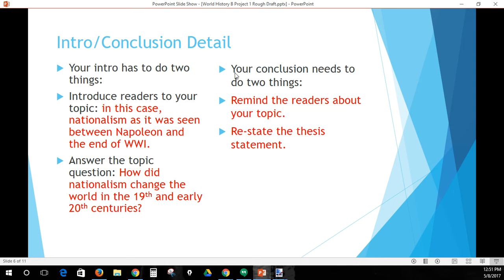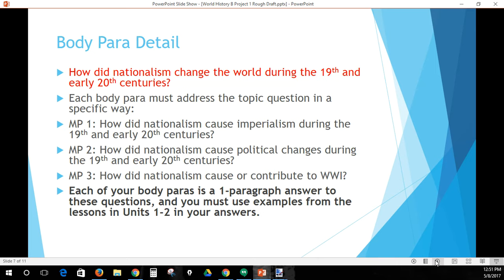And then in your conclusion, you need to remind your readers about the topic and then restate your thesis statement. So that's what needs to happen in the intro and conclusion. Next, we need to think about your body paragraph. Now, remember how you turn the topic into a question with a question mark? Overall, we're going to be writing an essay on how did nationalism change the world during the early 19th and early 20th centuries. Each body paragraph must address the topic question in a specific way.